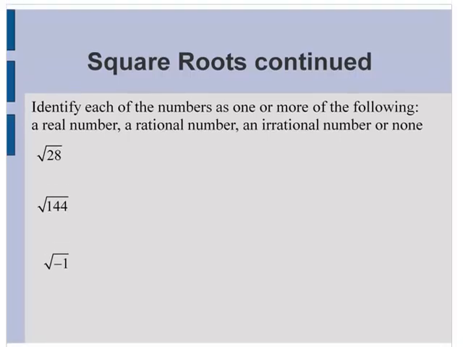All right, so here we have a few numbers, and we're going to try to identify each of the numbers as one or more of the following. Is it a real number, a rational number, an irrational number, or none? Okay, so let's see, the square root of 28. Well, 28 is not a perfect square, so we know that it's irrational. 28 is positive, it's real. The square root of 28 is a real number, but it would be irrational.